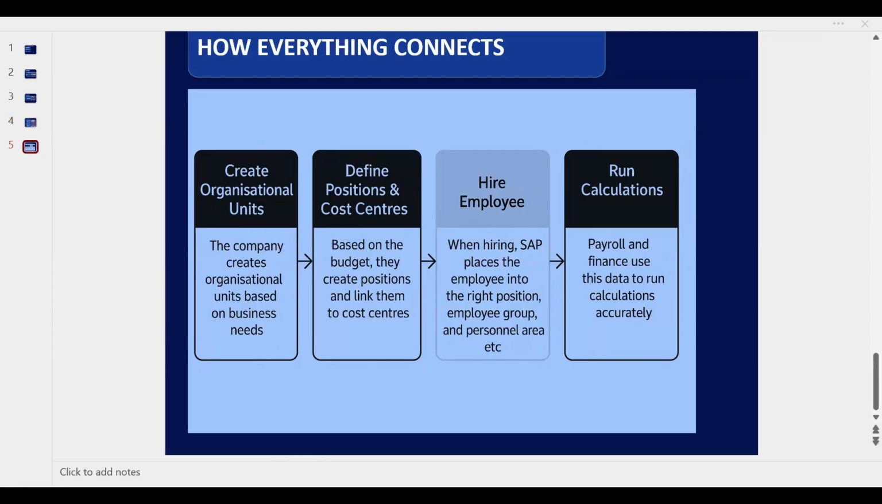Let's look into how everything connects. All three structures work together. Here is the flow. The company creates organizational units based on business needs. And based on the budget, they create positions and link them to cost center. When hiring, SAP places the employee into right position, employee group, and personal area. Payroll and finance use this data to run calculations accurately. So before hiring anyone, companies must have a predefined position with an approved budget.